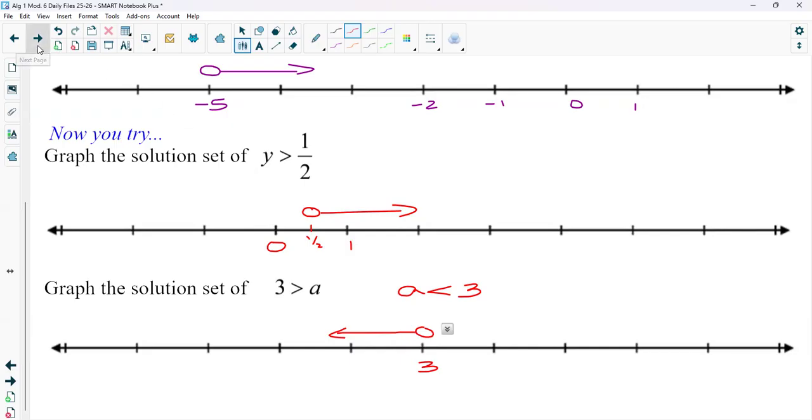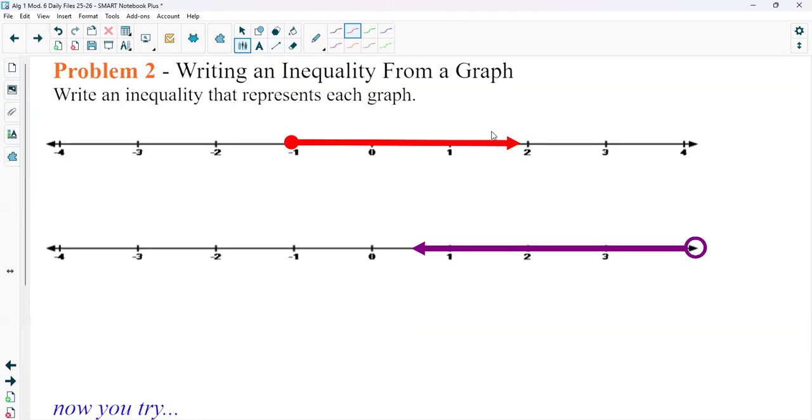Let's go ahead and continue on here. So we're going to be doing the opposite thing here. Instead of coming up with our graph, we're going to be given a graph, and we want to create the inequality that represents that.